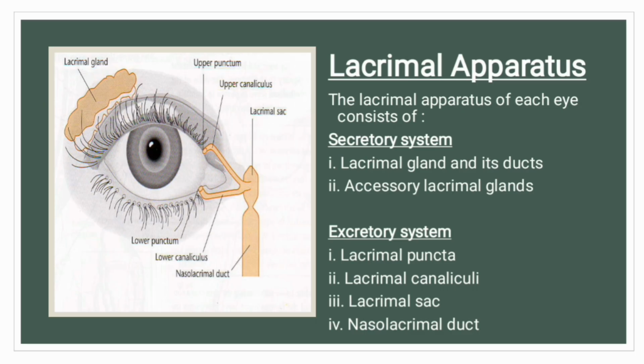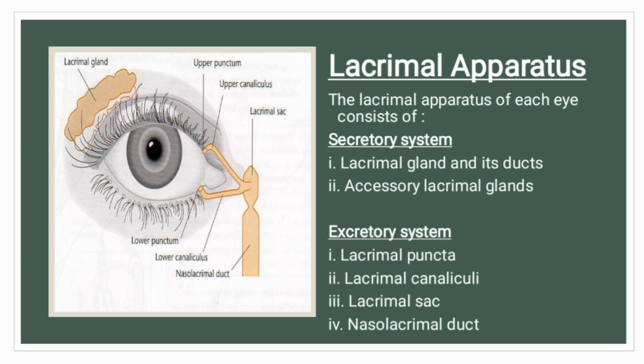So the lacrimal apparatus has two basic systems. The secretory system, which is the production system, includes the lacrimal gland and ducts as discussed before. And there are some accessory lacrimal glands as well that contribute to the production of the tears. These glands are the glands of Krause and Wolfring, and the details will be discussed later in this video, right?